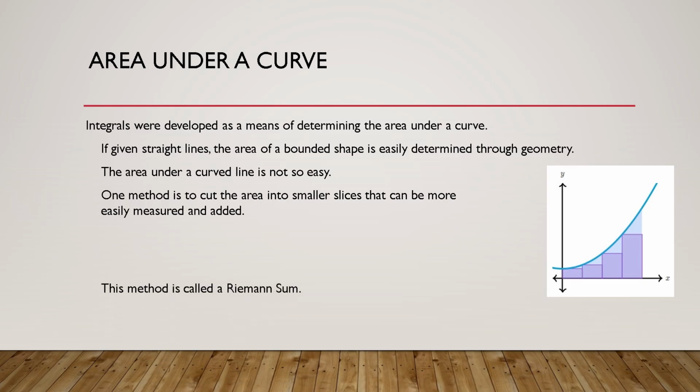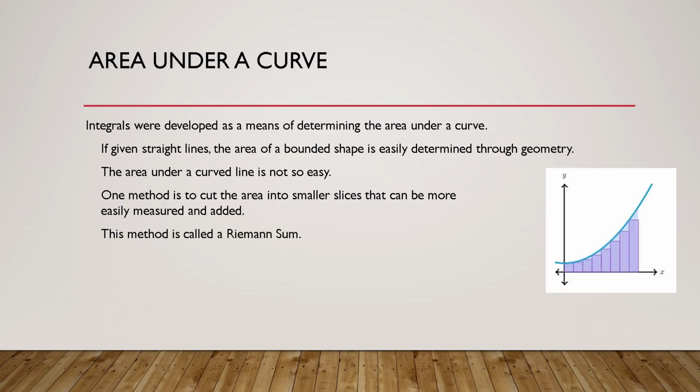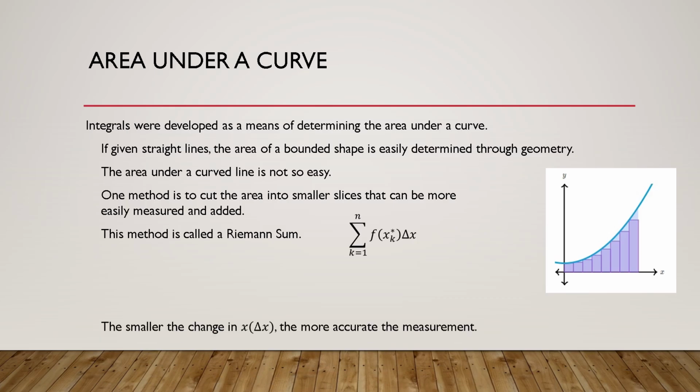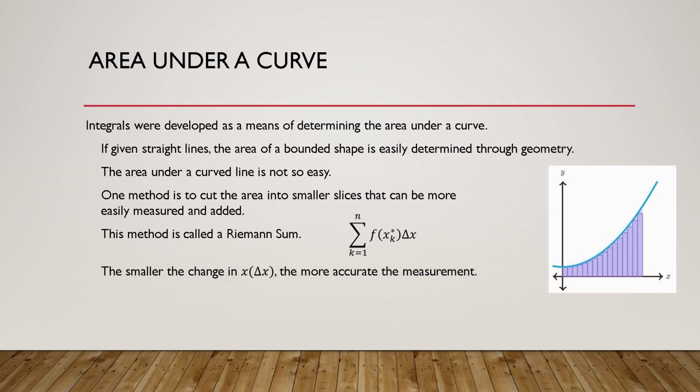This method is called a Riemann sum and is expressed as a summation where delta x, or the change in x, represents the width of one rectangular segment, and f of x sub k is the height. If we make more segments with smaller widths, or a smaller delta x, the more accurate the measurement. So we derive the limit as delta approaches 0 of the same Riemann sum.